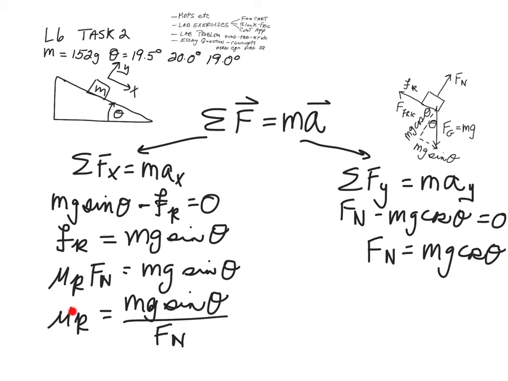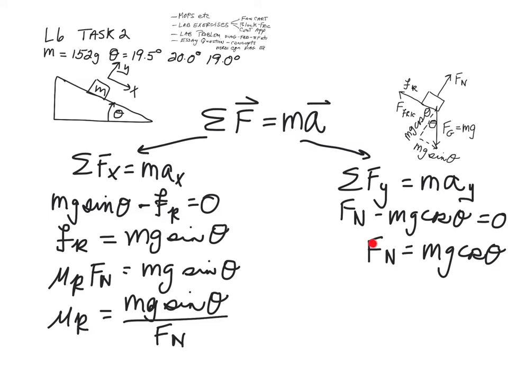The mu k is what I want, so I divide both sides by Fn, and I get this. But I know the m, I know the g, I know the theta, I don't know the Fn, so I get that over here. So we go over to the y part. When I look along y, what do I see? I see Fn going up. I see mg cosine theta along the negative y. And of course, in this direction, there's no acceleration, so that's 0. So Fn is equal to mg cosine theta.